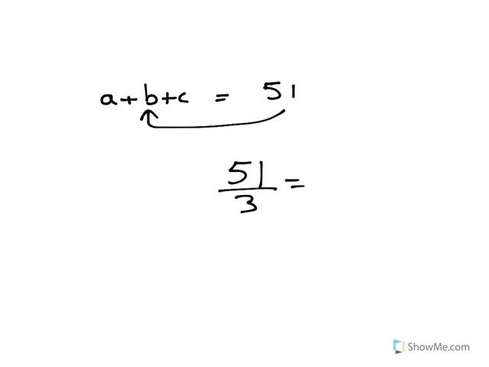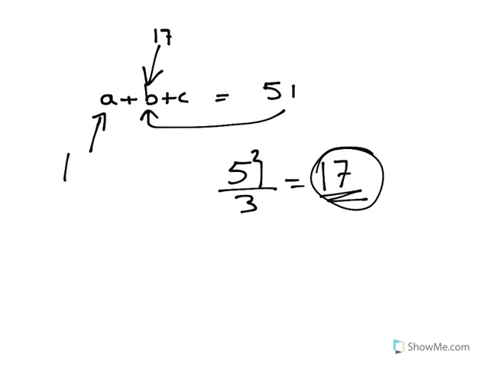Another way of thinking about it is, if all of these numbers are following each other, then I can actually work out what the middle number is by dividing. I've got three numbers, 51 divided by 3. 3 goes into 5 one time, 2 left over. 3 goes into 21 7 times. So this tells me that my middle number must be 17 by just dividing 51 by 3. So the number just before it must be 16, and the number just after it must be 18.